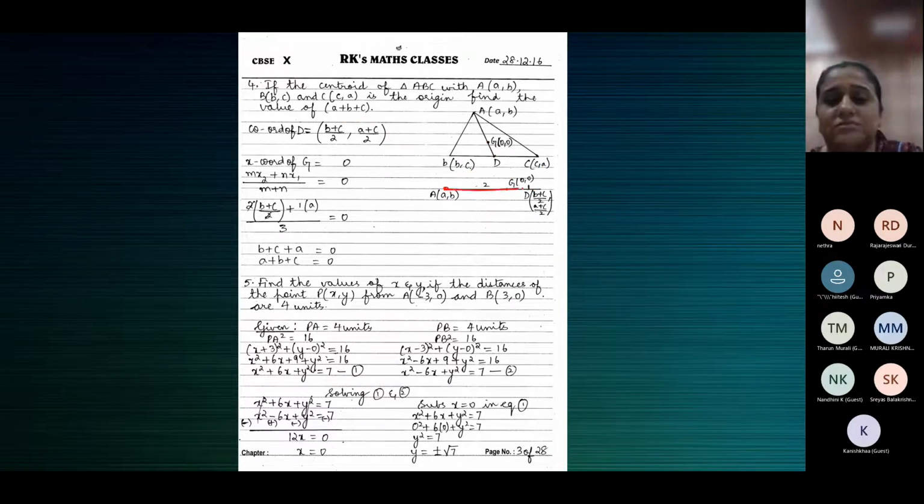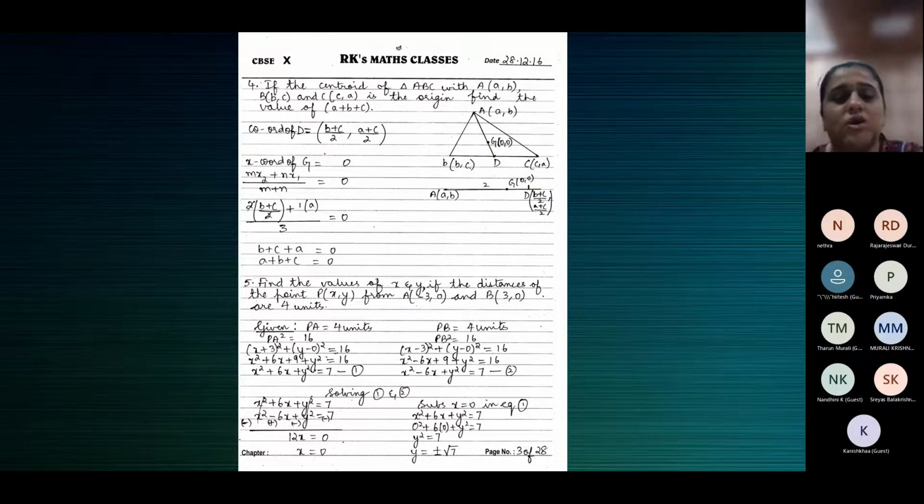This is the median AD, with the coordinates of A and D which we just found. This is the centroid, which lies on the median AD, coordinate (0, 0), ratio 2:1. From the vertex to the centroid, 2 parts, and from the centroid to the midpoint, 1 part. So here AG is 2 parts, GD is 1 part.